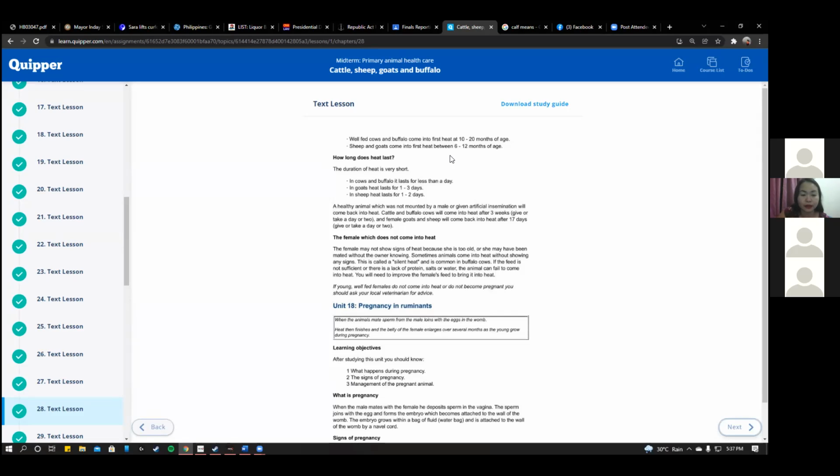Then next, the female which does not come into heat. The female may not show signs of heat because she is too old, or she may have been mated without the owner knowing. Sometimes animals come into heat without showing any signs. This is called a silent heat and is common in buffalo cows. If the feed is not sufficient or there is a lack of protein, salts, or water, the animals can fail to come into heat. You will need to improve the female's feed to bring her into heat.